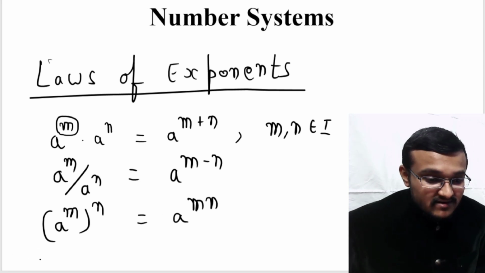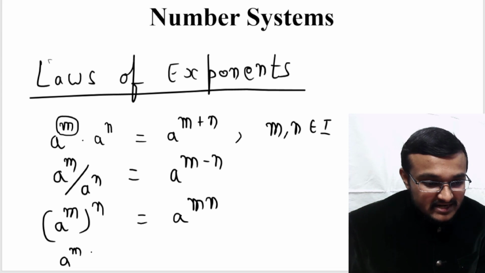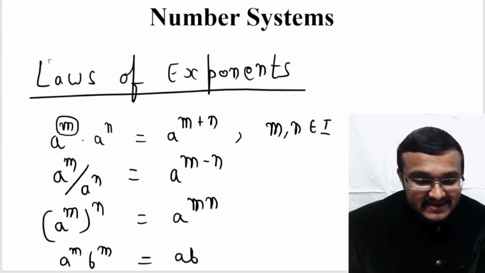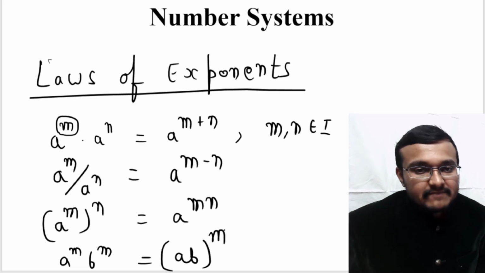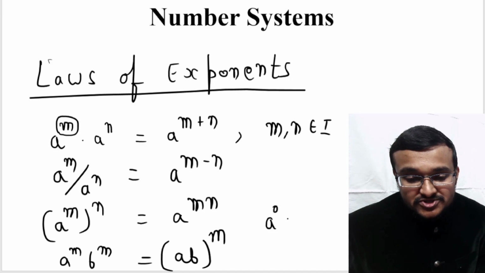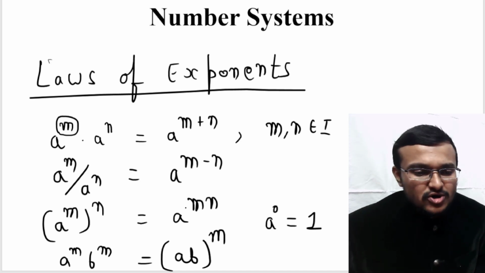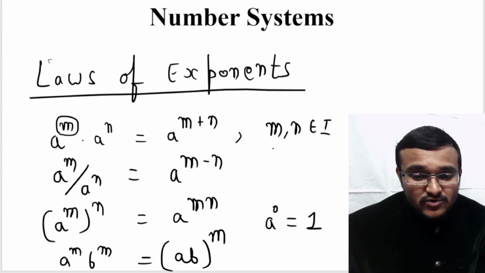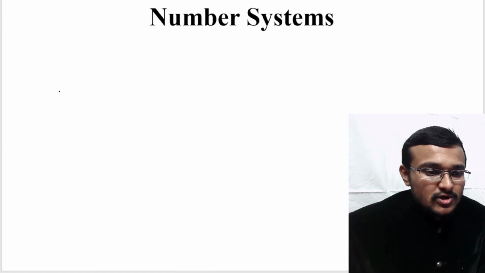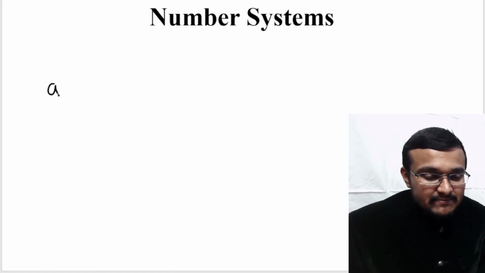And also, if you have a power m and b power m, then you can directly write a into b whole power m. And any number which has 0 in its exponent position, that is a power 0, will always be equal to 1. So all these exponent laws you have learnt, where you considered m and n as integers. Now we will look into what if we have a rational number, for example, a power m by n.